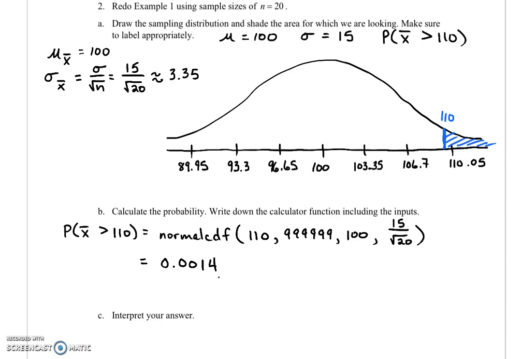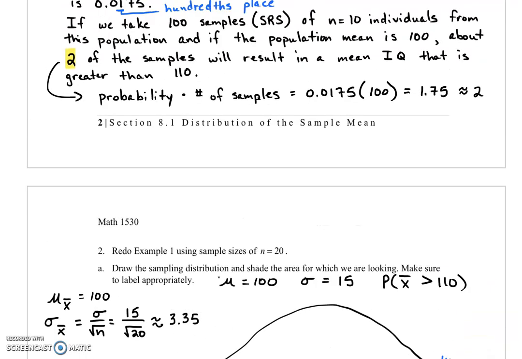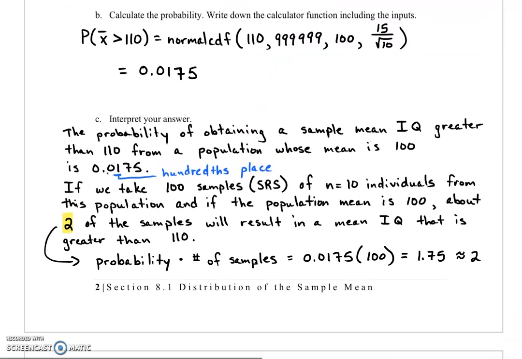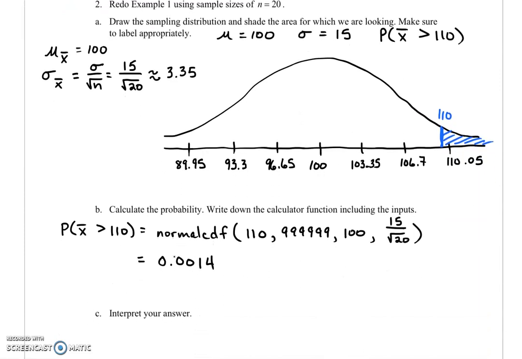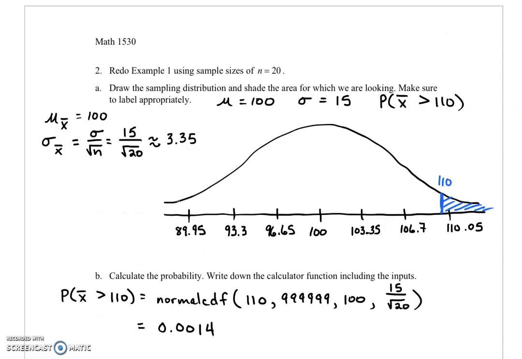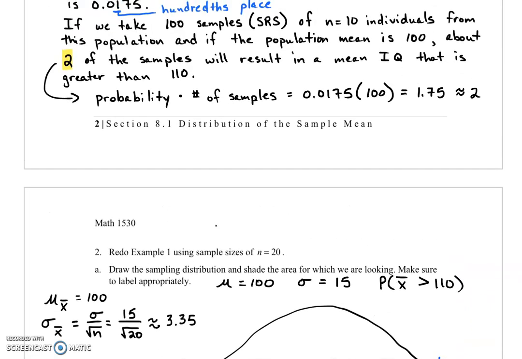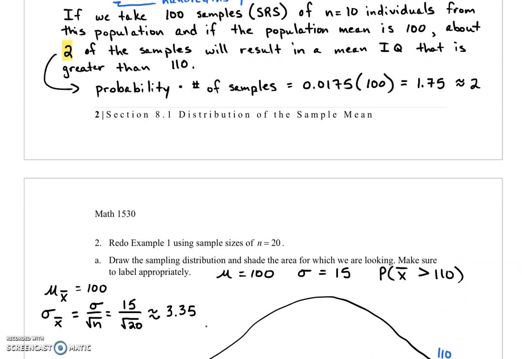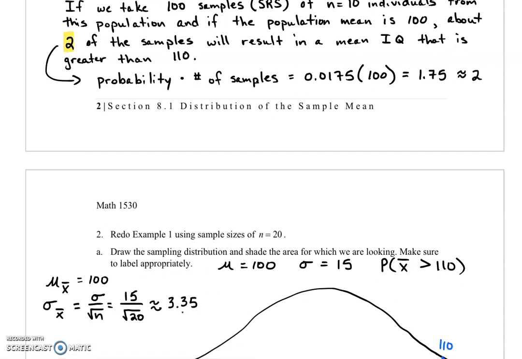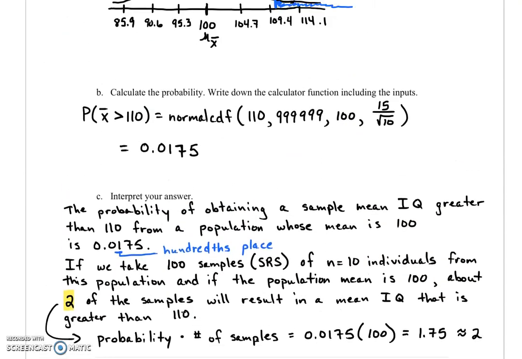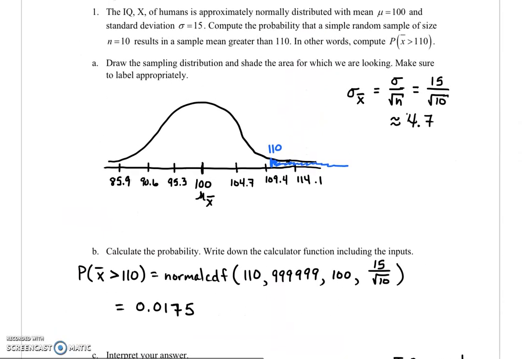So if you noticed, that is a smaller probability for the same thing than what we got in the previous problem. Our probability was 0.0175. Now it's 0.0014. It's a smaller probability because as our sample size increases, our spread, or the standard error of the mean, decreases. So if you see in this problem, our standard error of the mean was 3.35, with a sample size of 20, but when we had a sample size of 10, our standard error of the mean was 4.7.